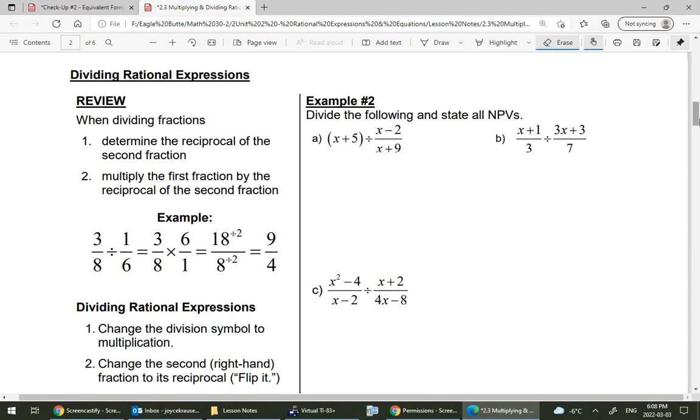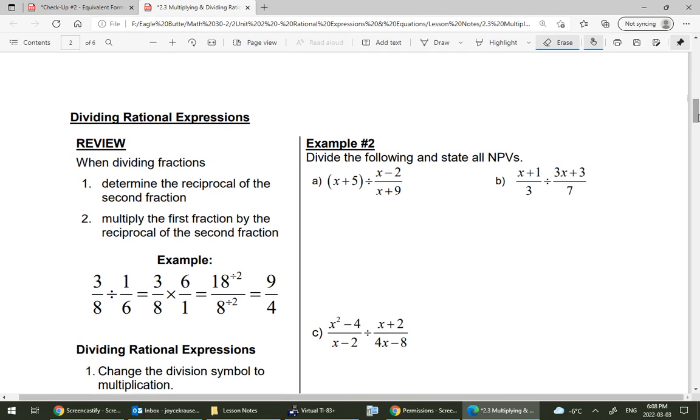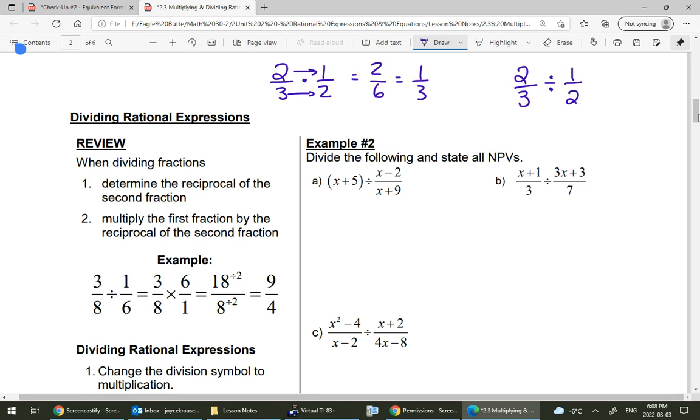Now, moving on to part 2, we're going to take a look at dividing rational expressions. So I'm going to take you on a journey back to junior high again. Remember that when we were multiplying fractions, if I had 2 over 3 times 1 over 2, we multiplied straight across. So 2 times 1 is 2, 3 times 2 is 6, and then we reduced and got 1 over 3.